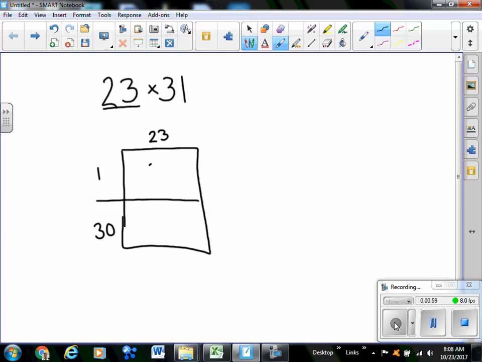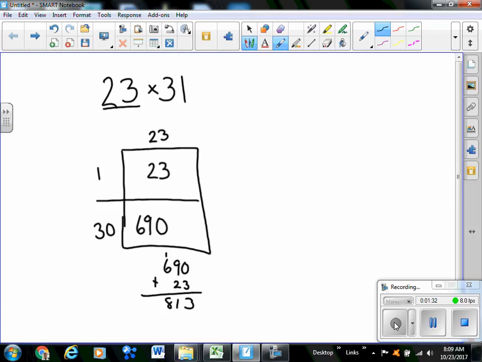1 times 23 is 23. And then we're going to do 23 times 30. Well, 3 times 2 is 6. 3 times 3 is 9. And 0 means we add a 0 at the end. If we add all of that together, so we would have 690, add on 23, that gives us 813.